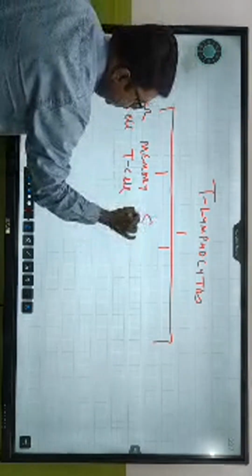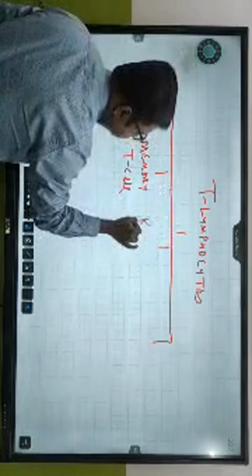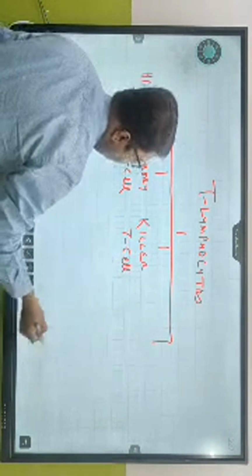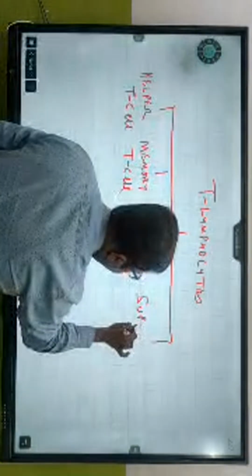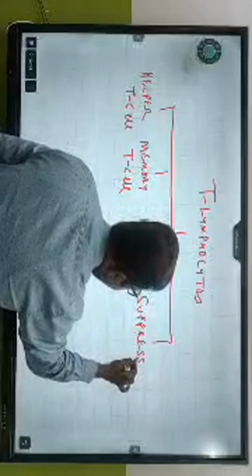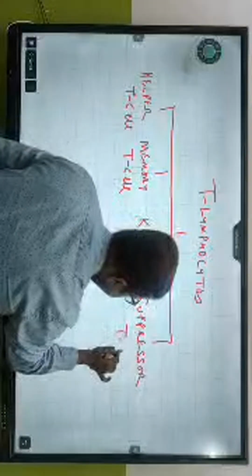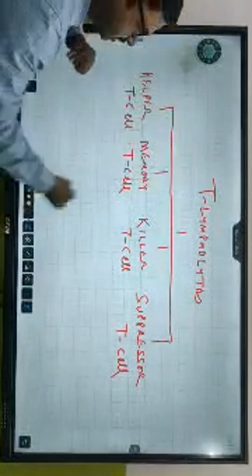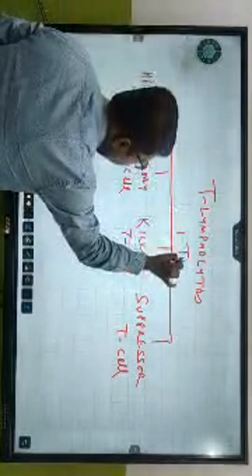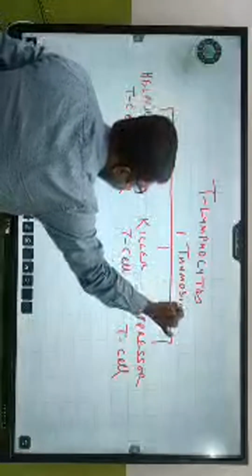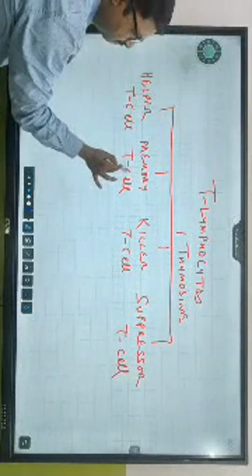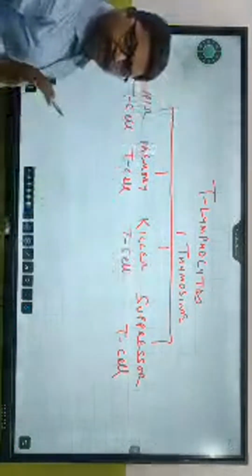The third one, suppressor killer T cell. And the last one is suppressor T cell. Okay? Now, there are four different types of T lymphocytes. And mind you, this differentiation has been done by the hormone thymosin. So each one of them has got different functions to play in the body.